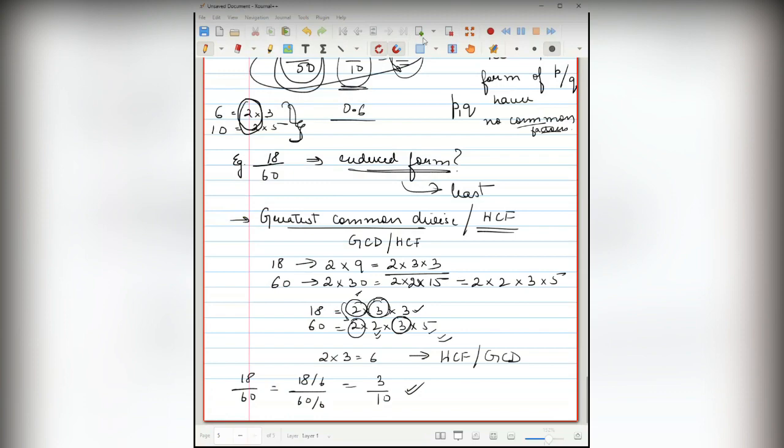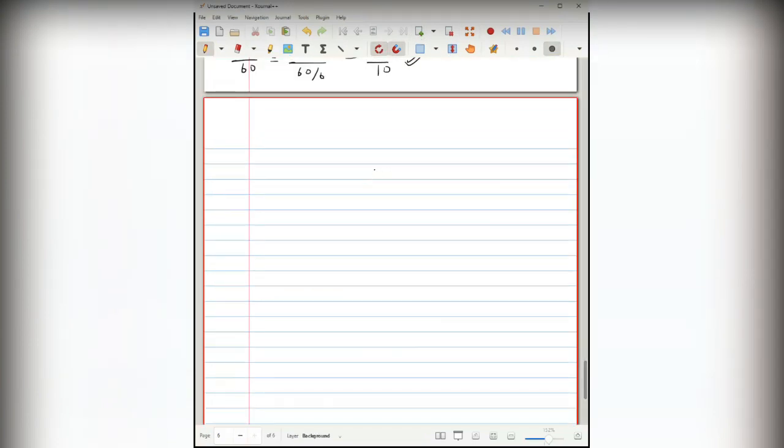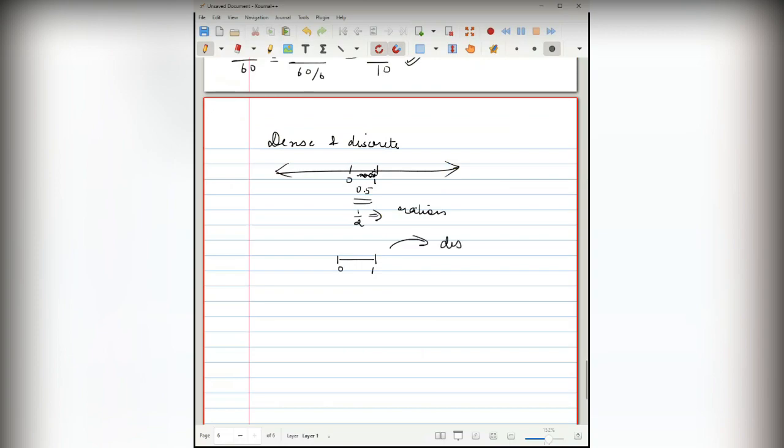Now, there is one small topic known as dense and discrete. When you take a number line, you remember, this is 0 and this is 1. I know that there are many numbers in this, but is there any discrete number within this? I cannot call 0.5 a discrete number. It is basically 1 by 2. This is a rational number. Is there any number between 0 and 1 which I can call a discrete number?